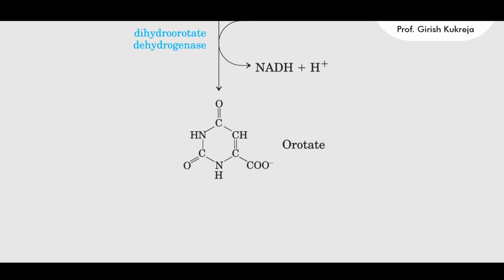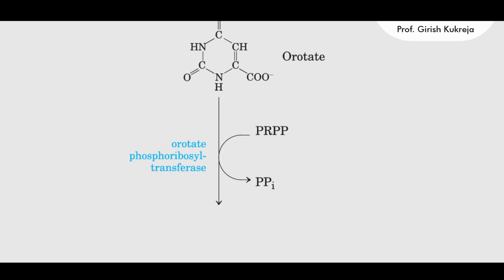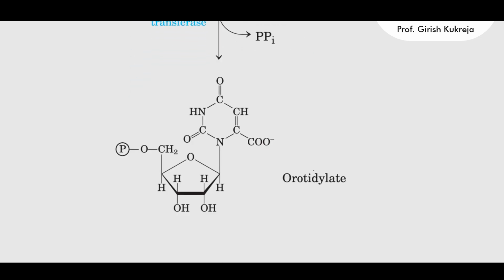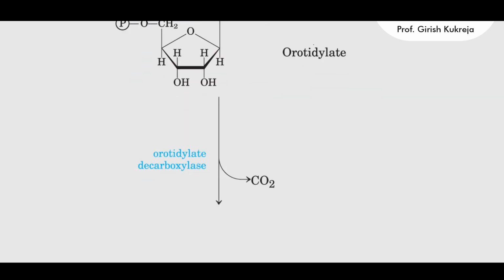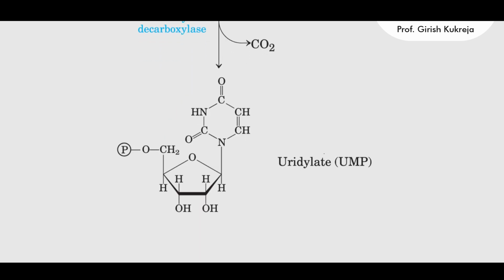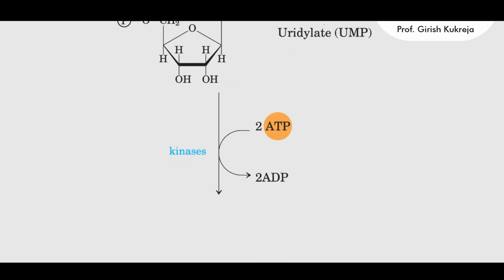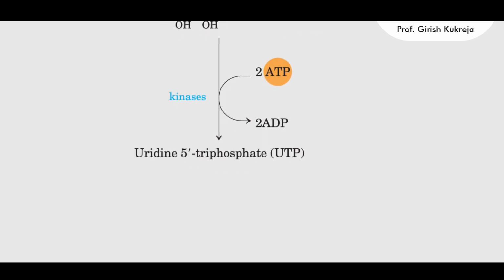The eukaryotes have these 3 enzymes, that is the carbamyl phosphate synthetase 2, aspartate transcarbamylase and dihydroorotase, as a single trifunctional protein also called CAD. The orotate phosphoribosyl transferase then attaches the ribose 5-phosphate to orotate from PRPP forming orotidylate. This then undergoes the removal of carbon dioxide, that is decarboxylation, by orotidylate decarboxylase forming uridylate. This then is phosphorylated by ATP in the presence of kinases to form UTP.